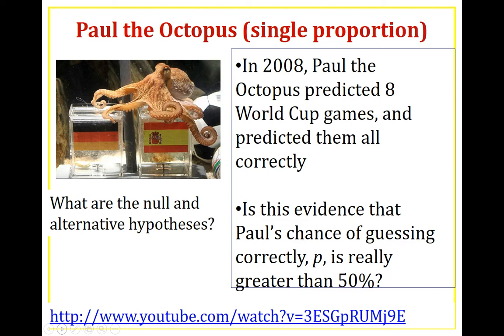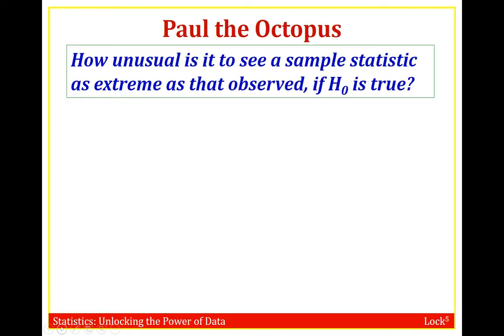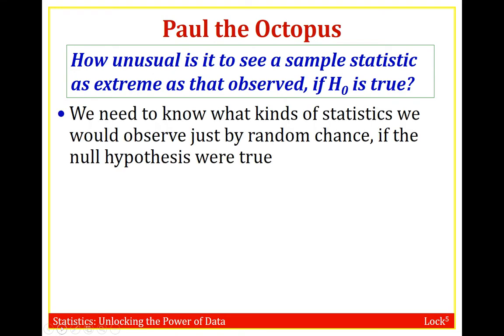Okay. What if it was just by chance he got it right? Well, by chance he gets it right, it's 50% of the time. It's either right or it's wrong. It's one of the two. So when we look at the evidence of Paul's chance of being correct, what is the chance that 8 out of 8 was really a good number for Paul? Okay, so we use the words like, for instance, how unusual is it to see a sample statistic as extreme as the observed? And in Paul's case, it was 8 out of 8, or 1 was the case. It says we need to know what kind of statistics we would observe just by random chance if the null hypothesis were true.